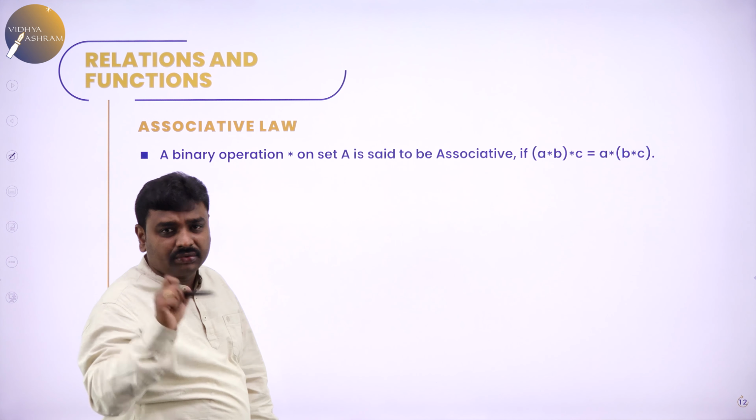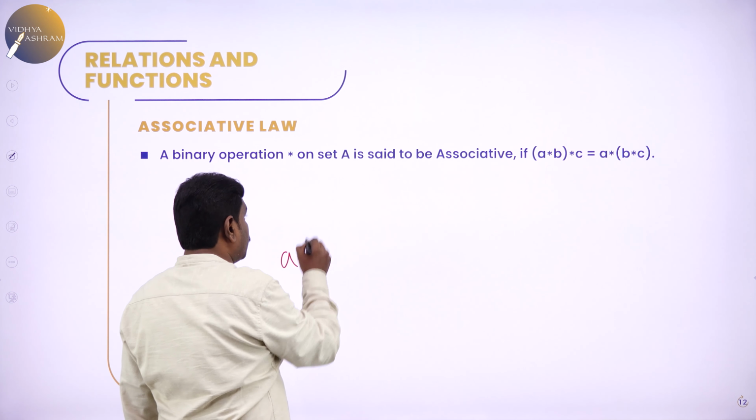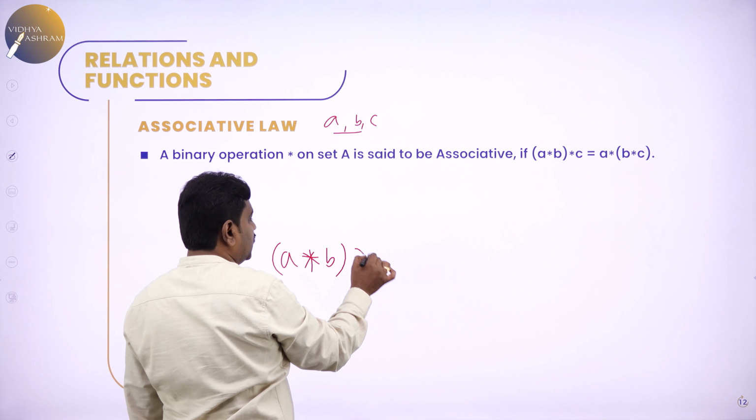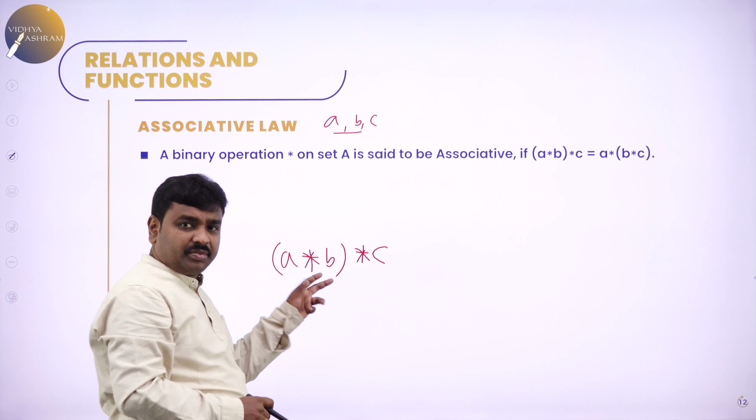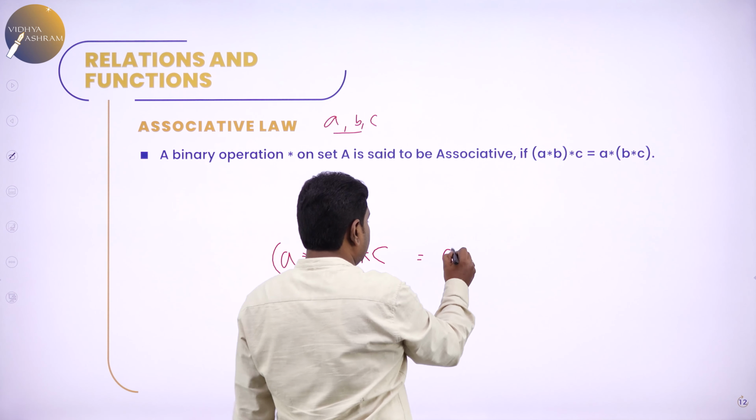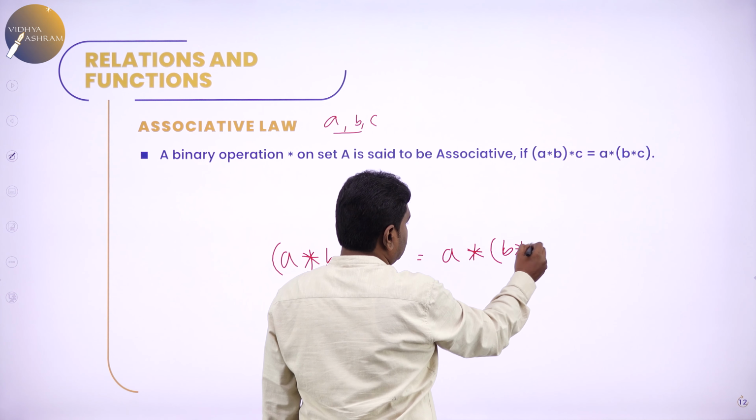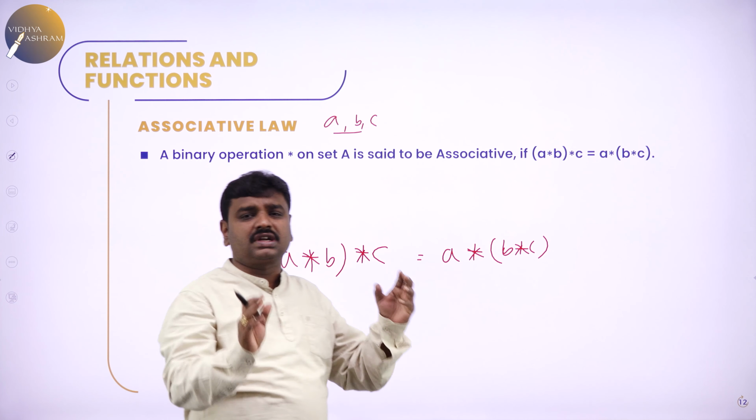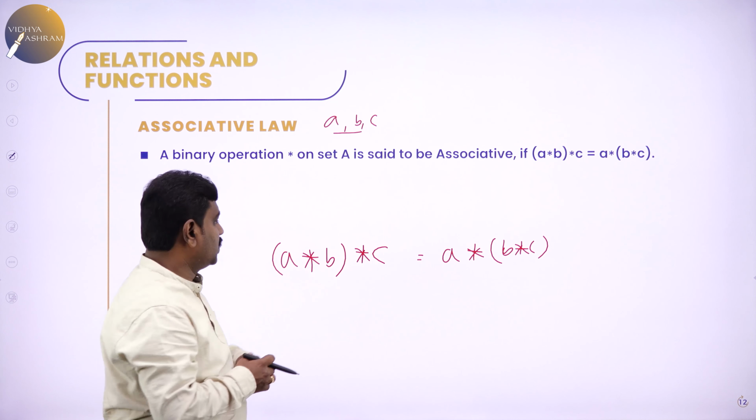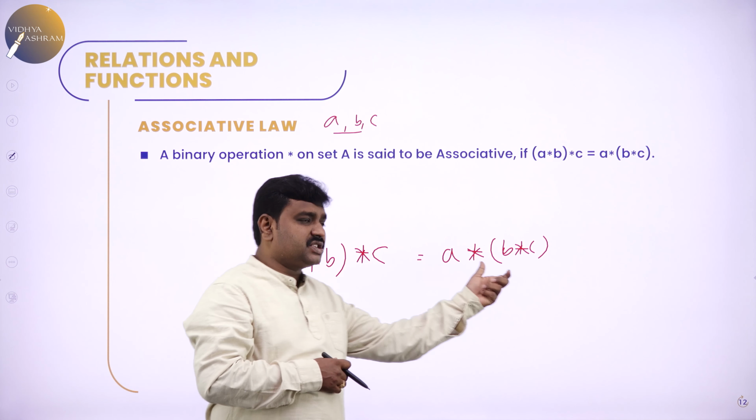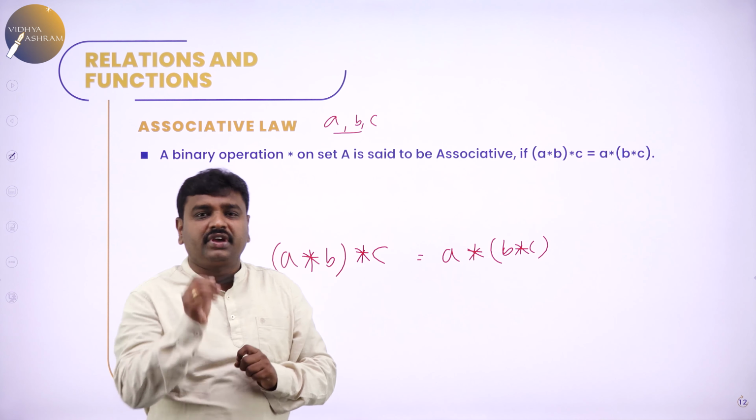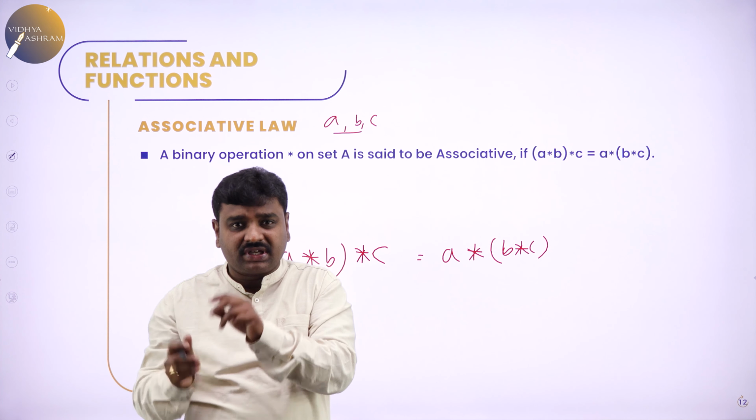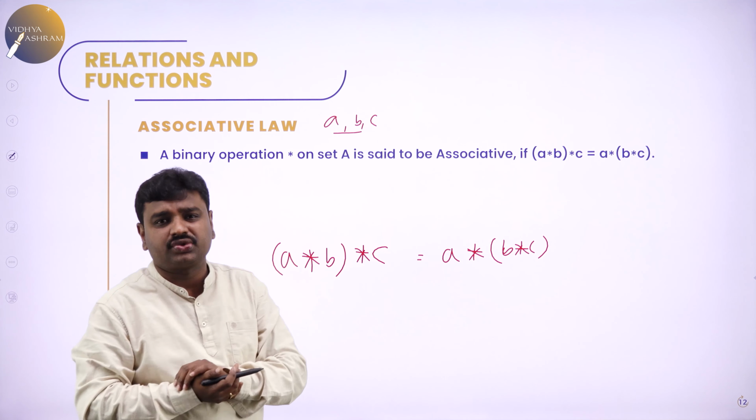When can you say associative? Out of three elements A, B, C, I group the first two, A star B, and take C outside. (A star B) star C is the same as A star (B star C). If I group like this and both are the same, then star is associative. The first two elements I group here, and here the last two elements, that is it, out of three. So, if (A star B) star C is the same as A star (B star C), then we say associative.